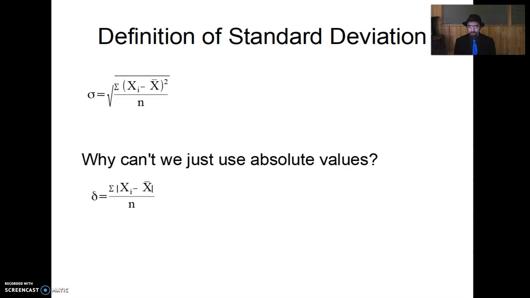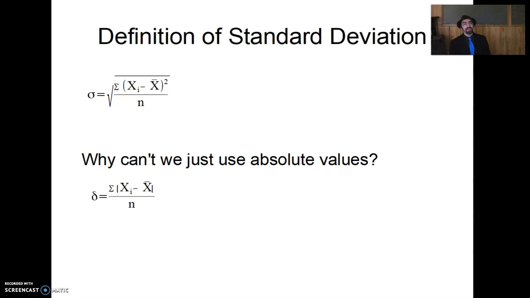Why not just use absolute values, right? Instead of squaring and square rooting, couldn't you use... So I'm going to use the symbol delta for mean absolute deviation of the mean. That's what this is called. So delta for just regular deviation. And that would be just the sum of the absolute values of the distances from the mean, all divided by the total number, right? So you're just averaging your differences from the mean.